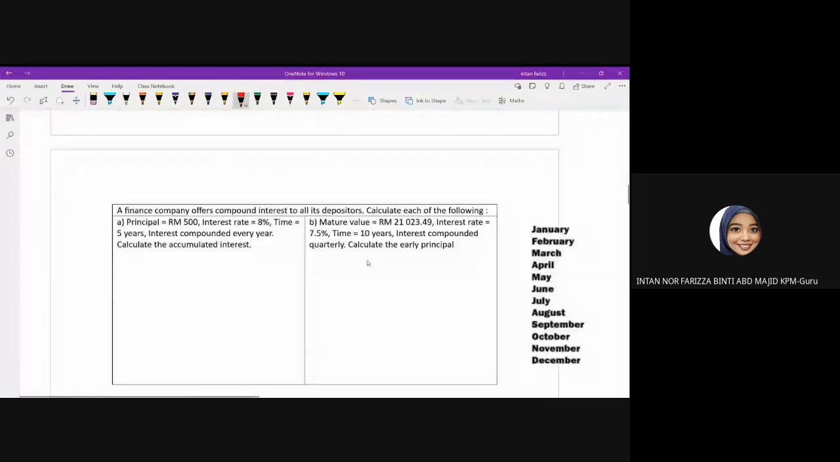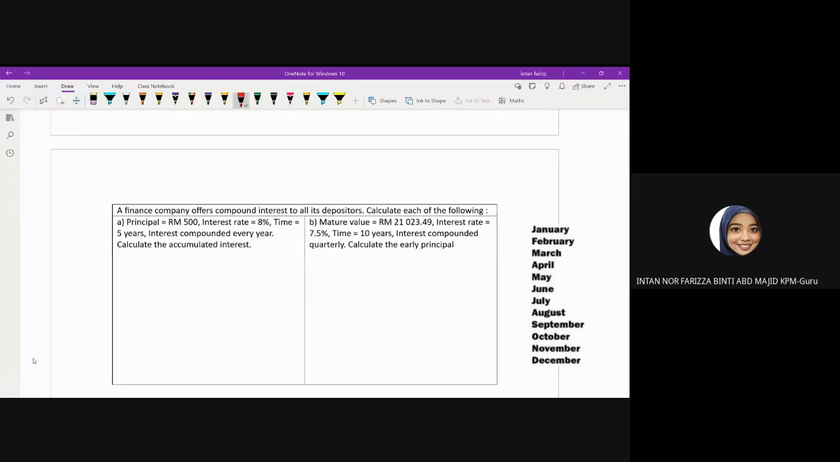A finance company, that means a bank, offers compound interest to all its depositors and you have to calculate each of the following. So the principal is 500 and the interest rate is only 8%. The period is 5 years, interest compounded every year, and you have to calculate the accumulated interest.